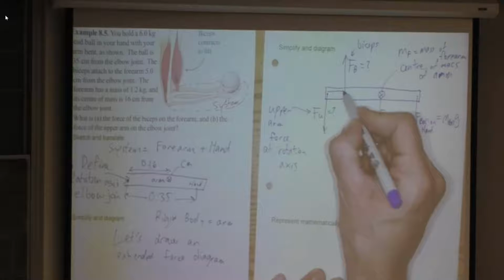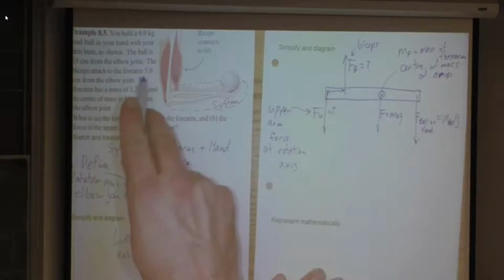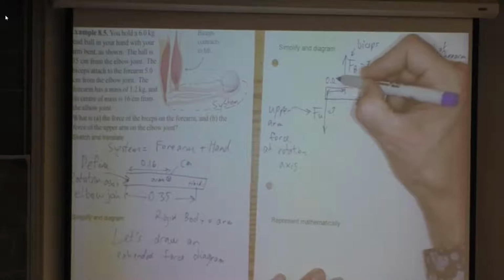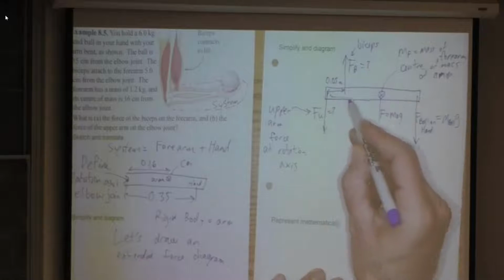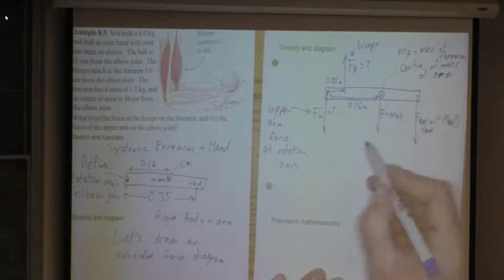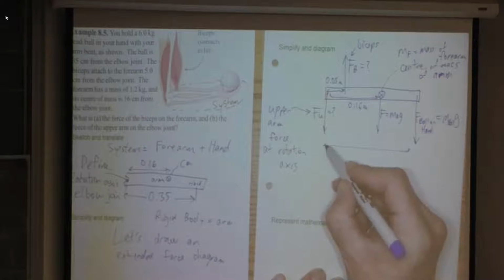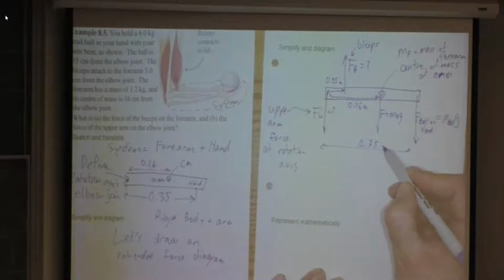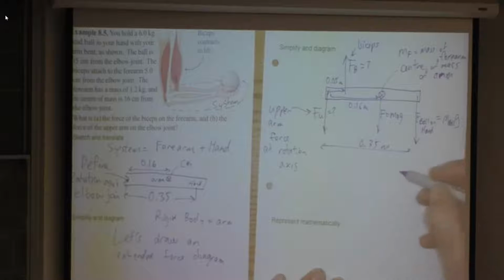So this distance right here, it says is 5 centimeters, so that's 0.05 meters. This distance out to here is 0.16 meters, and this distance from here to here is 0.35 meters. So what I'm going to do is set this to be the y, this to be the x. There are no x forces.